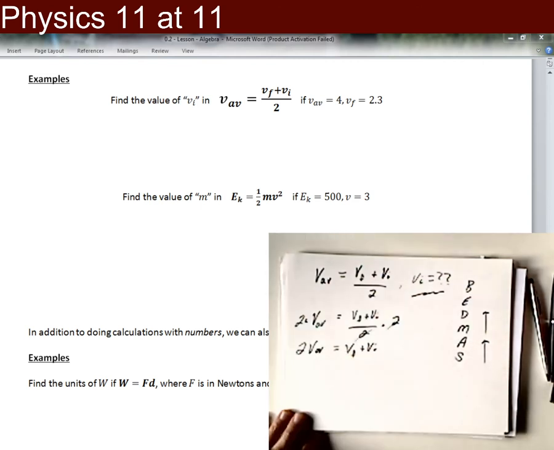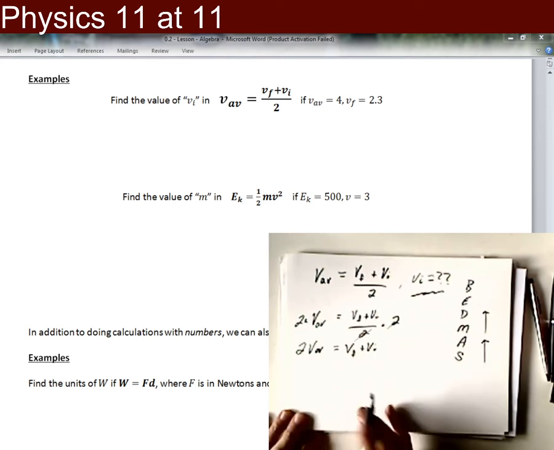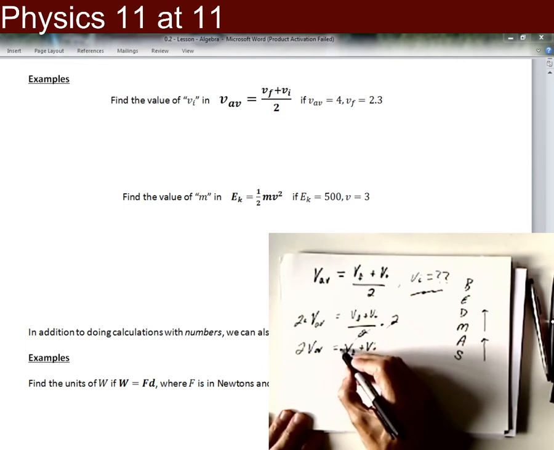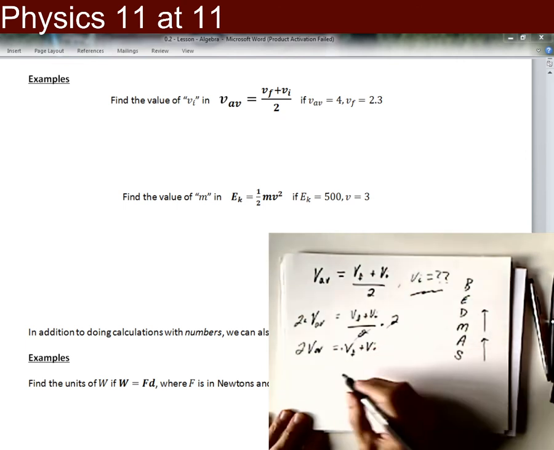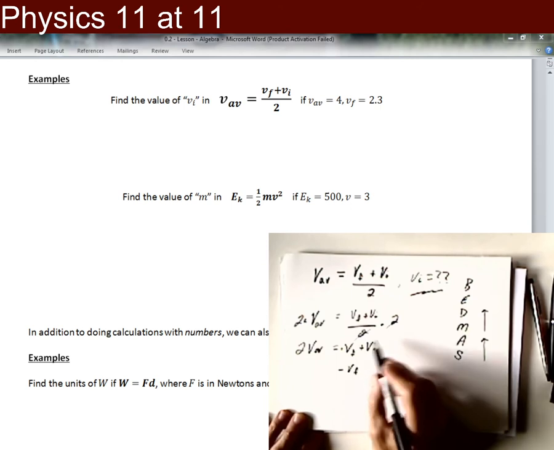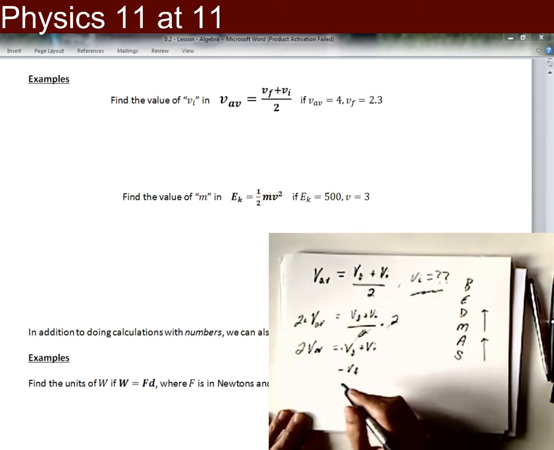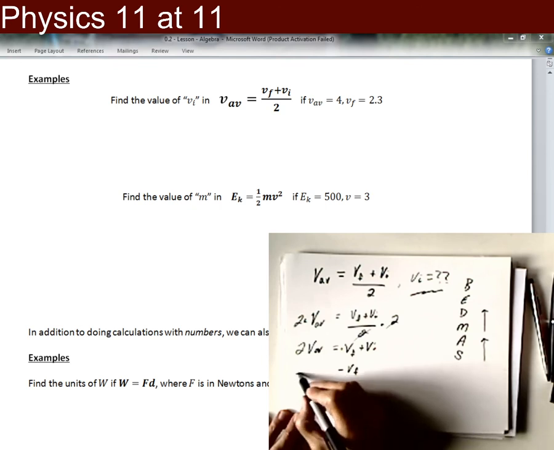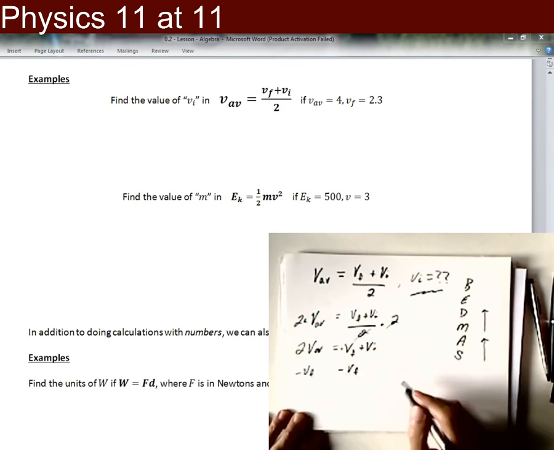That's V average there, AV. So we're almost there. We want to get VI. We have VF in the way though. So because it's a positive VF, we'll subtract it away from this side, meaning this side's now lighter. This side's going up. So we have to subtract it from this side as well.